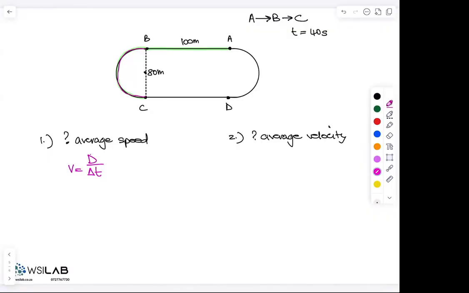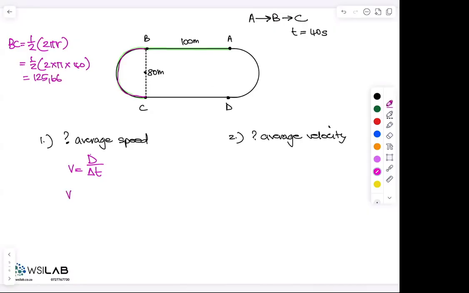part here is half a circle. So that's half the circumference of a circle. Okay, yeah, like that. So that's half of 2 times pi times 40. And that's just 40 pi. If you put that in your calculator, you'll get 125.66. So that's B to C.